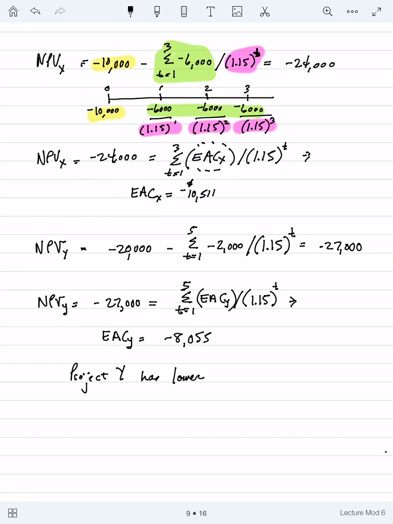Across a repetitive, infinitely lived business with this project being installed and reinstalled and so on across time, you want to choose Project Y, right? Project Y has lower costs. Remember, they both have the same revenue, so Project Y, therefore, will be more profitable. Now, you make this choice, even though Y has really kind of a more negative one-cycle NPV than Project X.